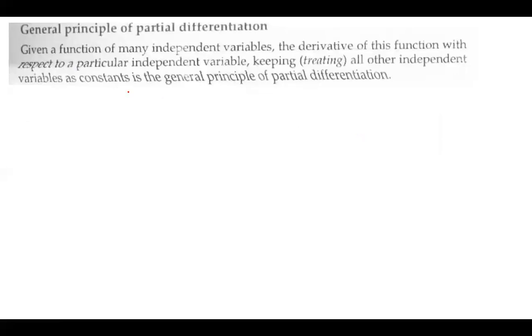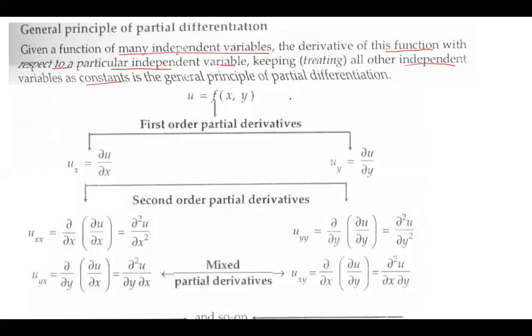Let's see what is the general principle of partial differentiation. For a given function of many independent variables, the derivative of this function with respect to a particular independent variable, keeping or treating all the other independent variables as constant, is the general principle of partial differentiation.